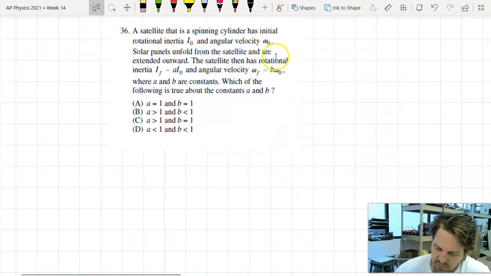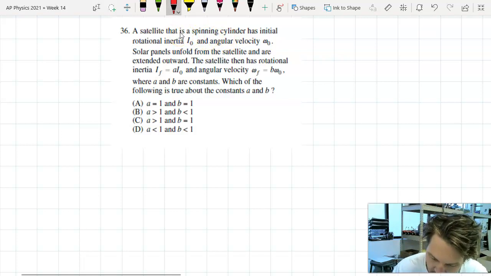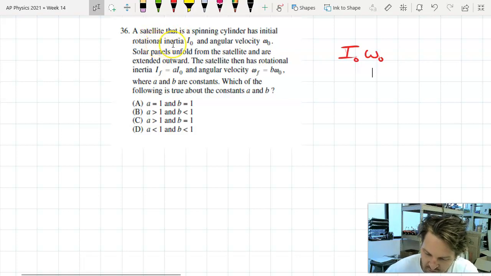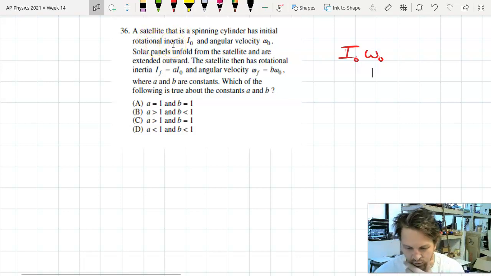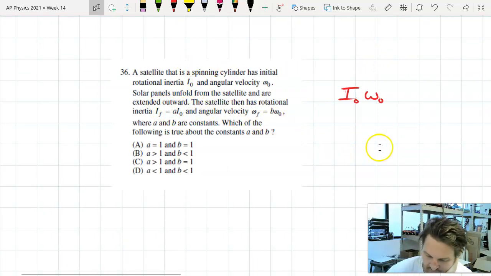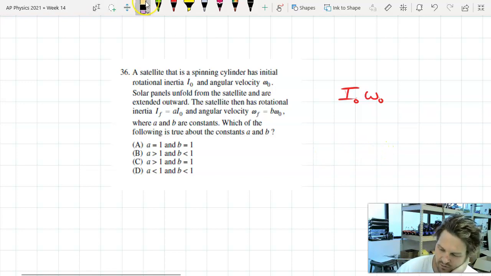36. A satellite that is a spinning cylinder has an initial rotational inertia I is 0, angular velocity omega 0. Solar panels unfold from the satellite and are extended outward. The satellite then has rotational inertia IF and angular velocity omega f. So here's the deal with this.